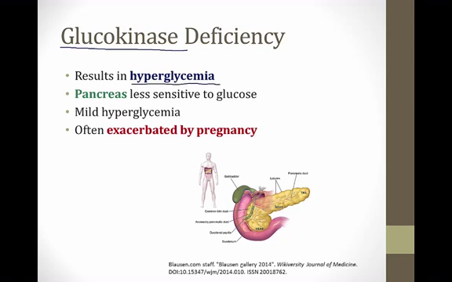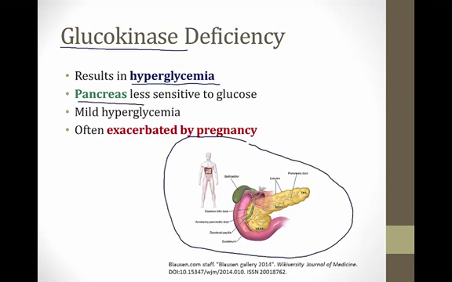The liver takes up less glucose after a meal, and in addition, remember that glucokinase is also found in the pancreas, so the pancreas will be less sensitive to glucose, and therefore it won't release insulin as readily as it normally would. Generally, the symptoms are relatively mild. People with a glucokinase deficiency have a mild hyperglycemia. When the glucose level gets high enough, the pancreas does react and release insulin.